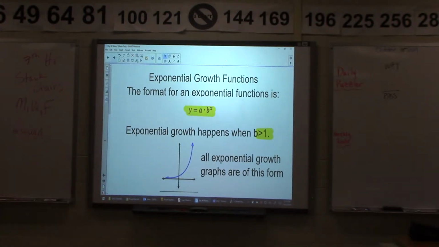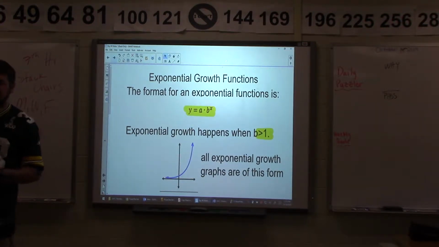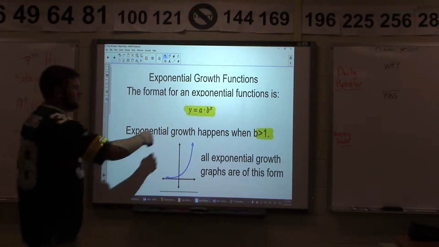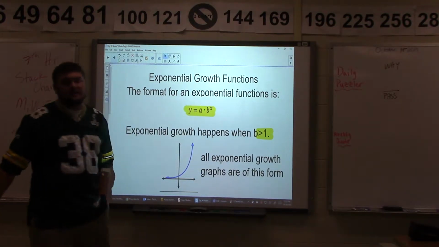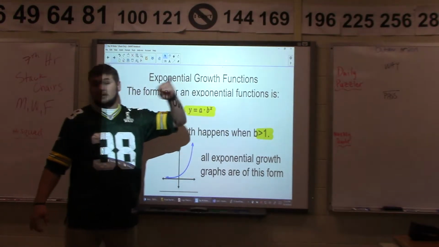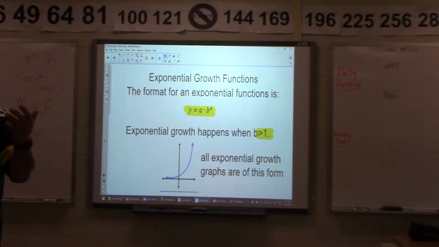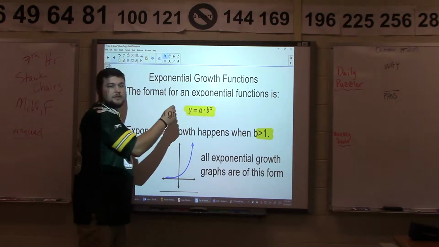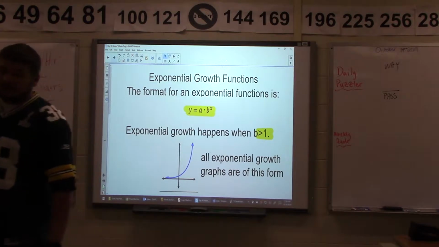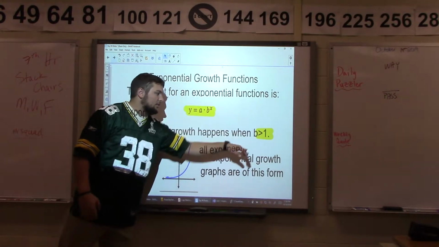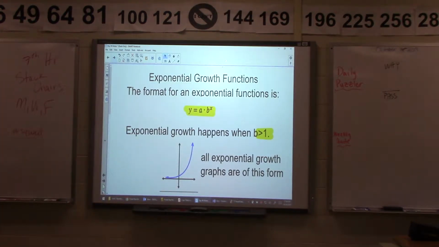Exponential growth, our equation, right? The format is y equals a times b to the x. And we did that same thing except we had 1 minus or 1 plus r in there. Right? That's because it's exponential growth when b is greater than 1. That's why last unit we had a times 1 plus r, to make our b value greater than 1. That meant it was exponential growth. So in this unit we're going to talk about y equals a times b to the x, and growth happens when b is greater than 1.